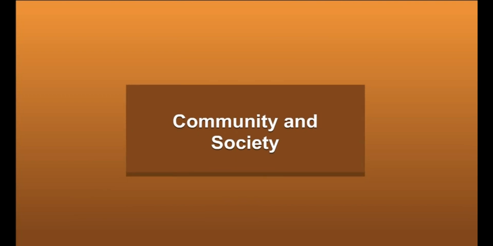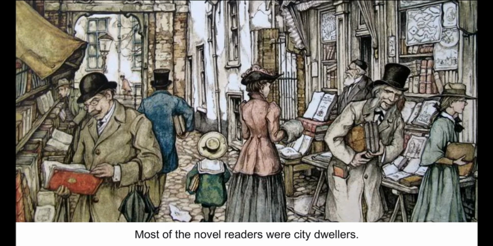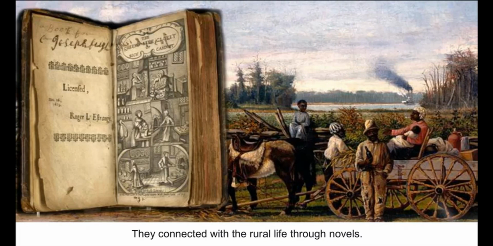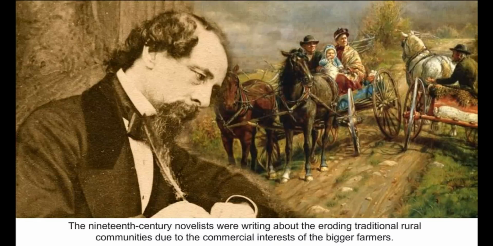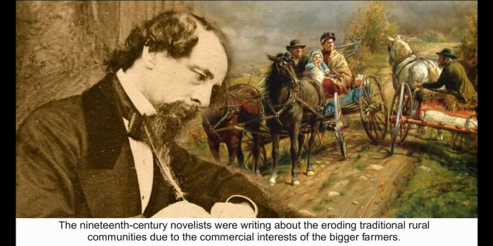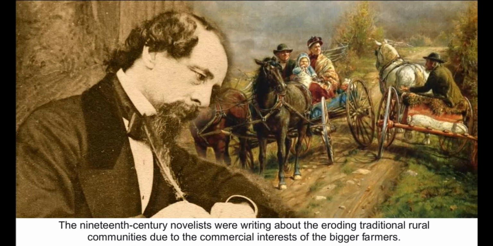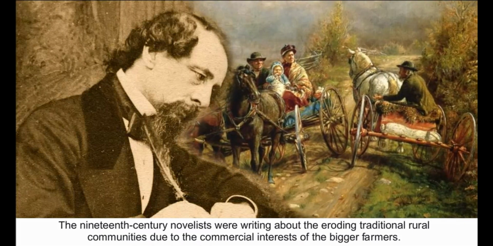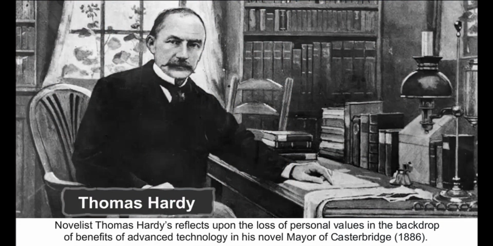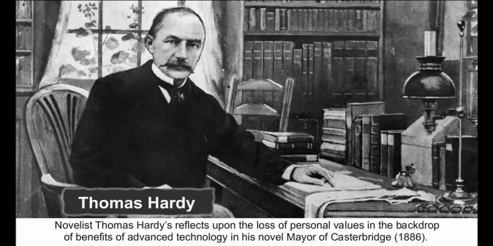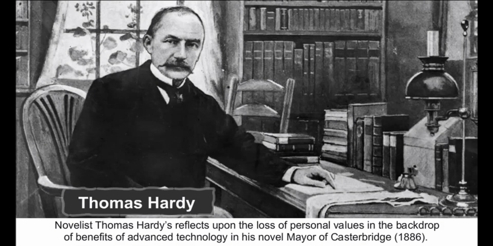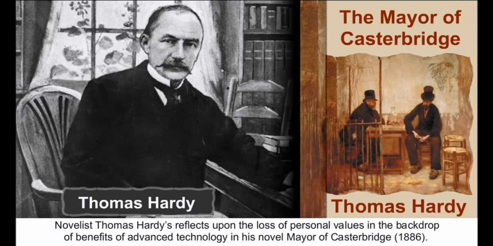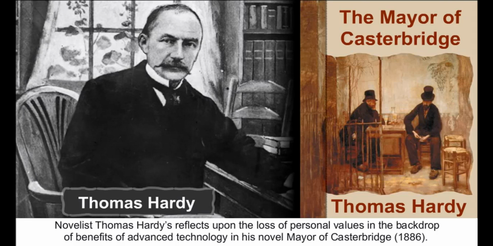Community and society. Most of the novel readers were city dwellers. They connected with the rural life through novels. The 19th century novelists were writing about the eroding traditional rural communities due to the commercial interests of the bigger farmers. Novelist Thomas Hardy reflects upon the loss of personal values in the backdrop of benefits of advanced technology in his novel Mayor of Casterbridge, 1886.